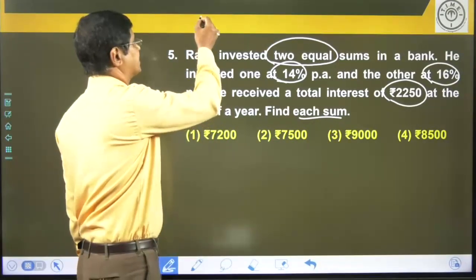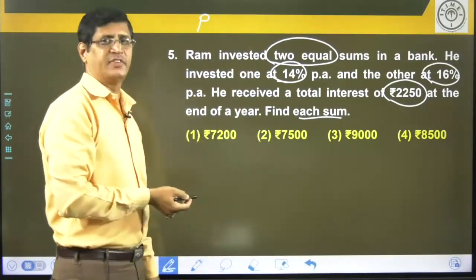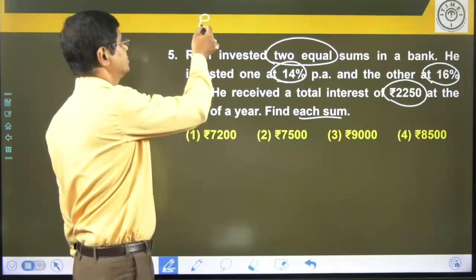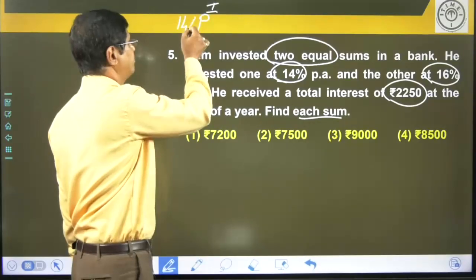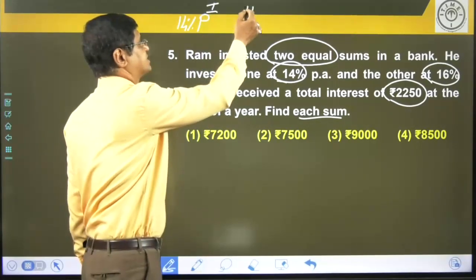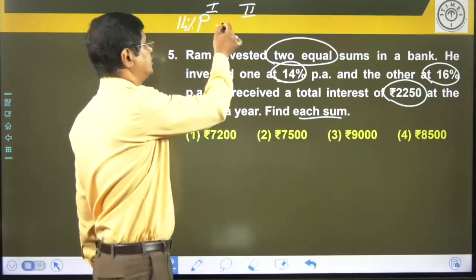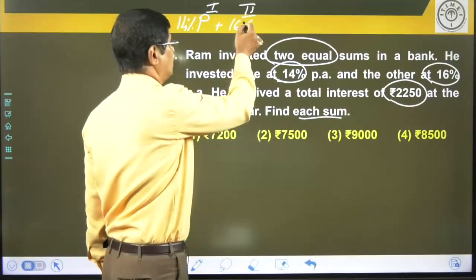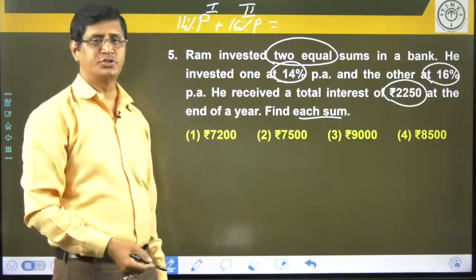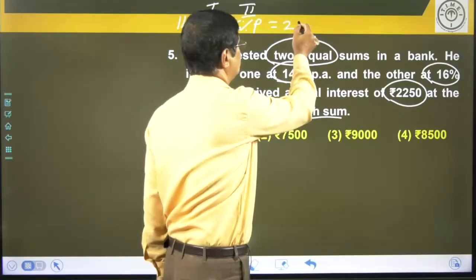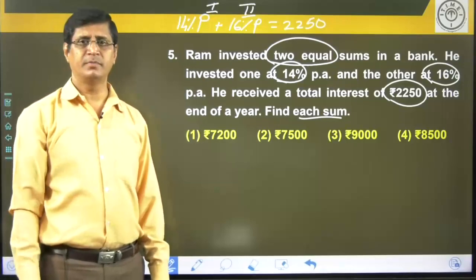Let us assume the principal as P. Rate of interest is 14%. What is the interest on the first part? 14% of P. Second part, that is 16%. It is charging interest of 16%, means 16% of P. Now, what is the total interest? Total interest is equal to 2250. I am taking P as the principal.